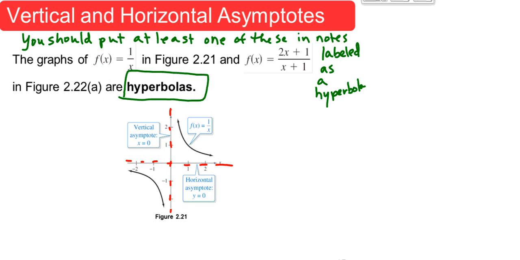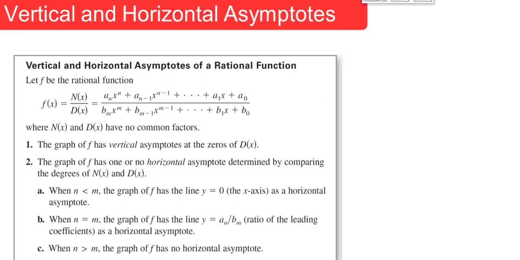I will say this, near the end of the year, we will be studying hyperbolas, and you already have f of x equals 1 over x in your notes. There's another one there that says 2x plus 1 over x plus 1, and you should put at least one of those in your notes. If you want to use the one you already have, that's fine, but just label it as a hyperbola. At this moment, that's all we're saying, is it is a hyperbola. We're not really going to say more about it.